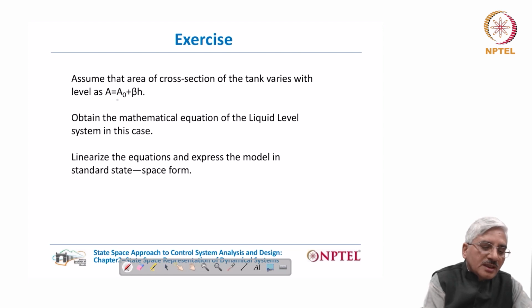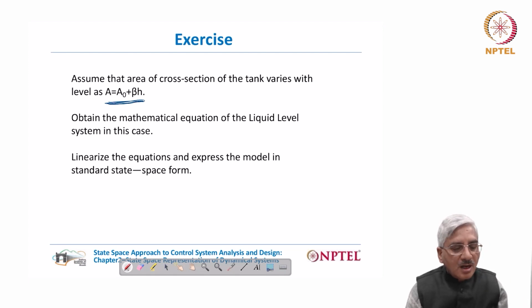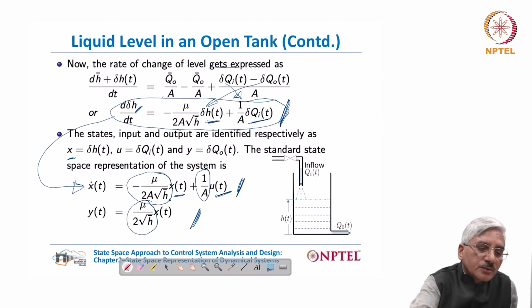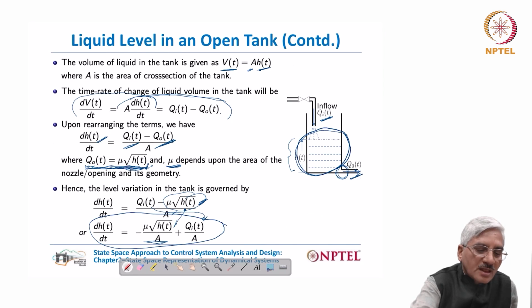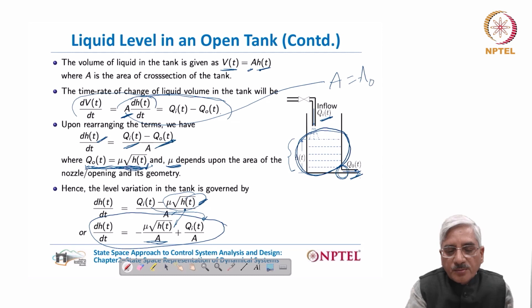What you can do is, you can assume that this tank cross-sectional area varies with height. So A is some constant A0 plus beta times H. And thereafter you can go back to the first slide here. Now this A is dependent on height. So this A you will write as A0 plus beta H.